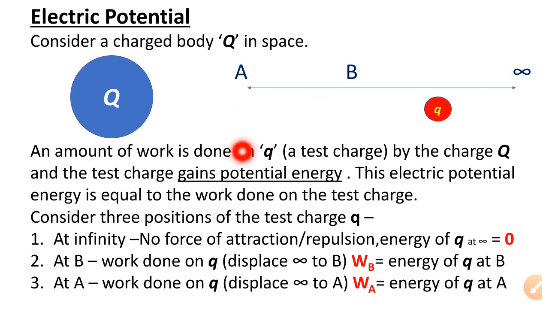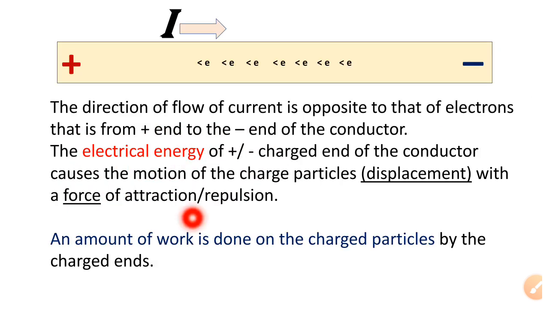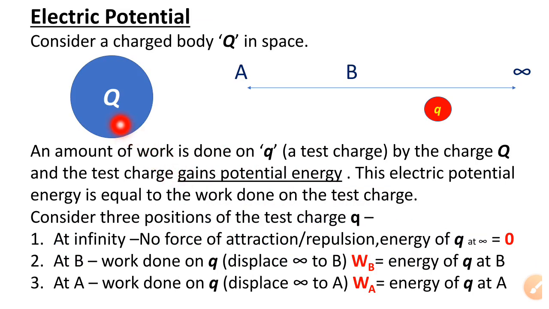An amount of work is always done on a charged particle by any other charged body. Like here, Q is the charged body, so an amount of work is done on q. This q is another charged particle, taken as a test charge. So an amount of work is done on this test charge q by the charge Q.